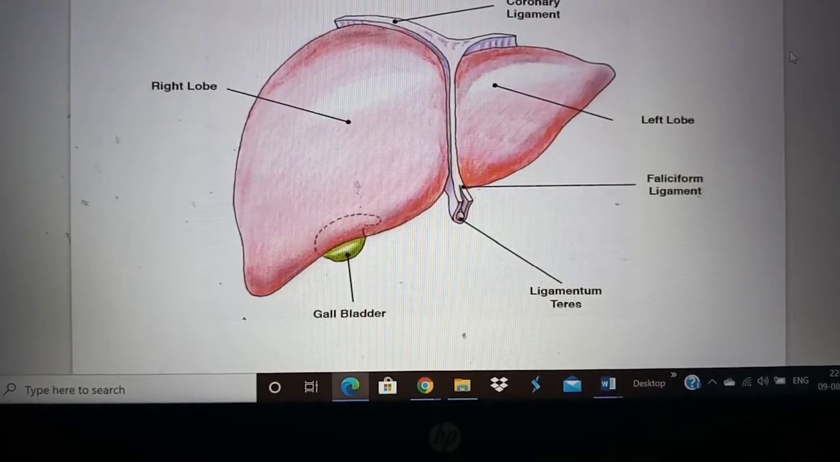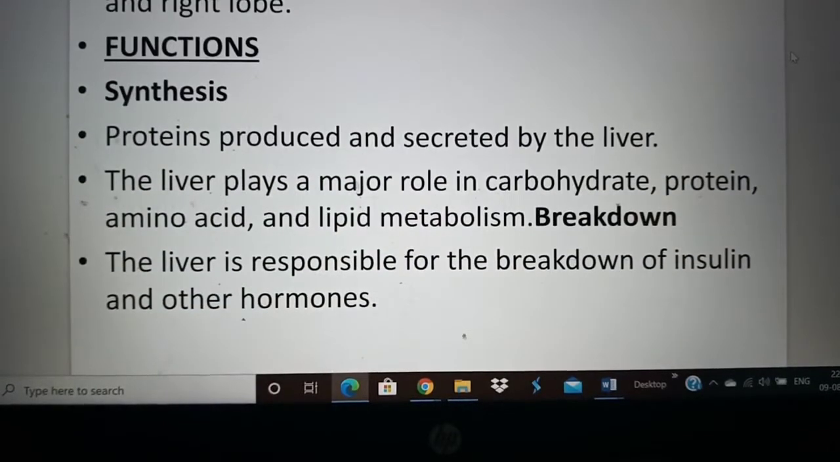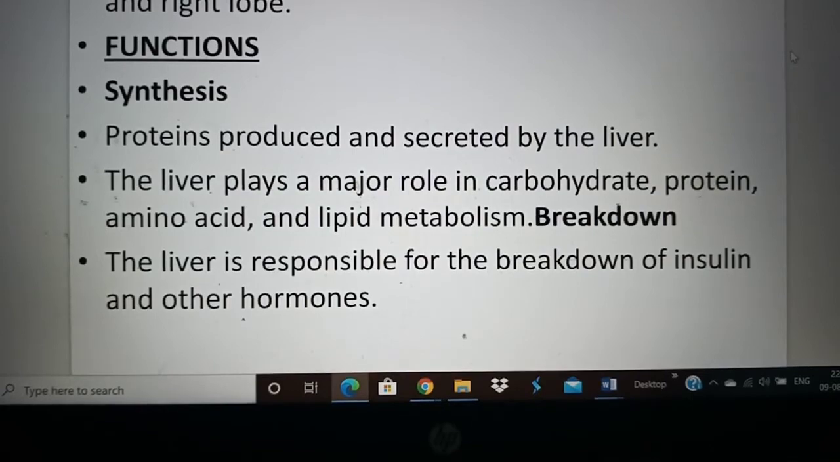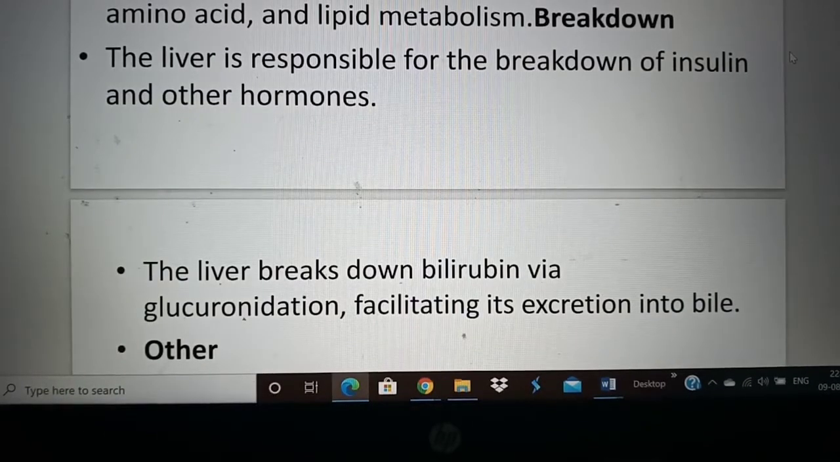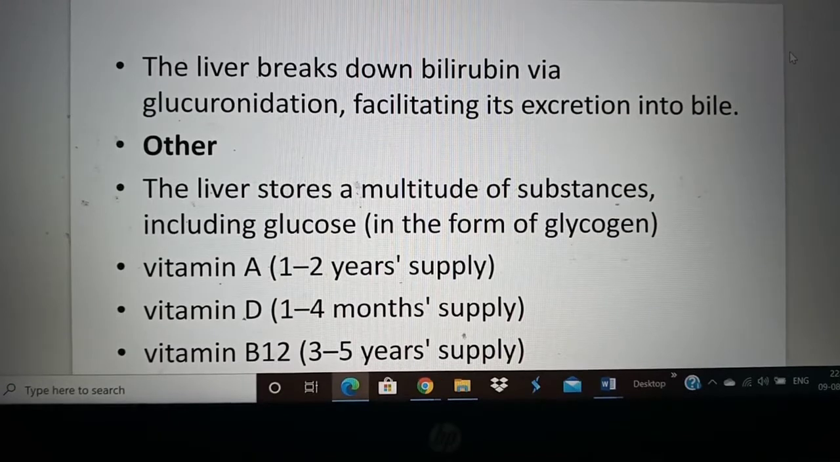Now the functions of the liver are: it helps in synthesis of proteins, which are secreted by the liver, and the liver plays a major role in carbohydrate, protein, amino acid, and lipid metabolism. It helps in breaking down all of these into simpler molecules. The liver is responsible for the breakdown of insulin and other hormones. Insulin, as I told you, is produced by the pancreas, and the liver helps in the breakdown of this insulin. The liver breaks down bilirubin via glucuronidation, facilitating its excretion into bile.